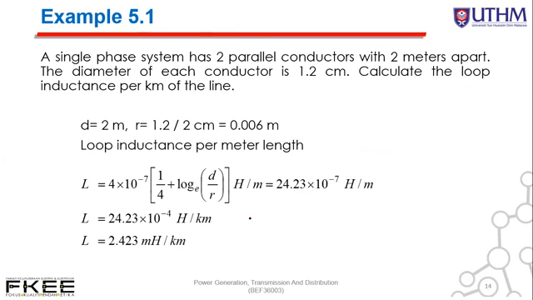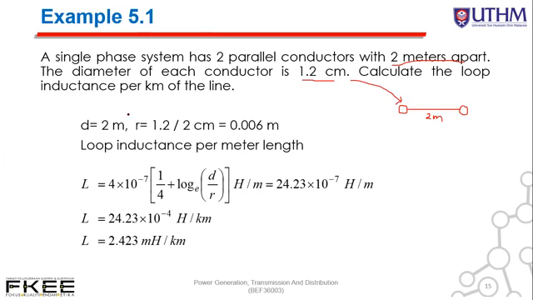Let's see example 5.1. A single phase system has two parallel conductors, conductor A and conductor B, which are 2 meters apart in distance. The diameter of each conductor is 1.2 cm. Calculate the loop inductance per kilometer of the line.